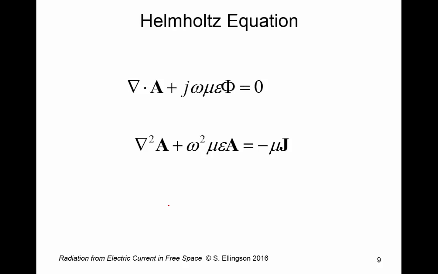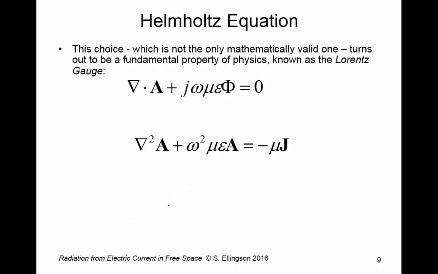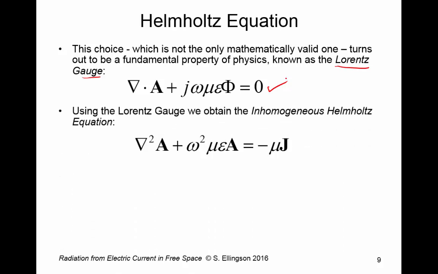Okay, so now let me explain these two equations. The choice that I pointed out on the previous slide, which again is not the only mathematically valid one, turns out to be a fundamental property of physics. That particular choice is known as the Lorentz gauge. And we just write it again here just for clarity. So we make this choice. It turns out from fundamental physics that this is in fact the way the universe works. We make that substitution and we get the simpler equation.